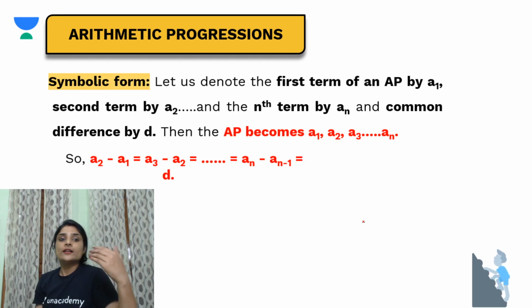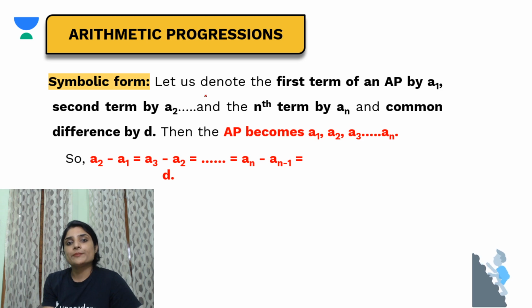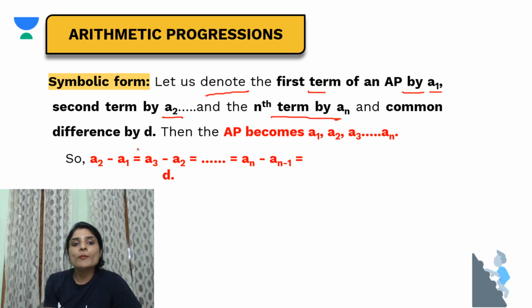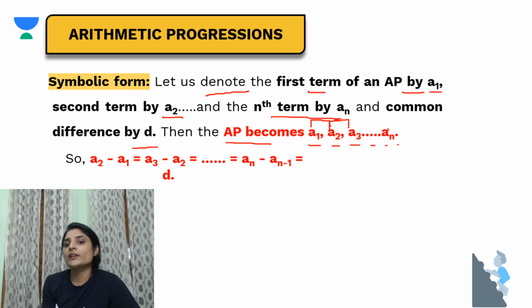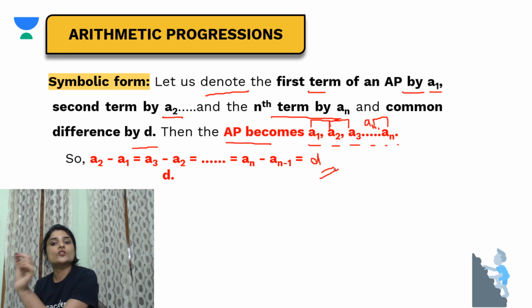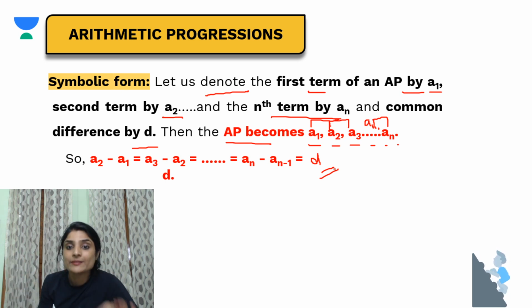Let's move forward to the symbolic form. Let us denote the first term of an AP by a1, the second term by a2 and the nth term by an, and the common difference by d. So the AP becomes a1, a2, a3 up to an. So a2 minus a1 equals a3 minus a2, and so on, up to an minus a(n minus 1), always remains d. d is the constant. The difference between two consecutive terms always remains the same, that is d.